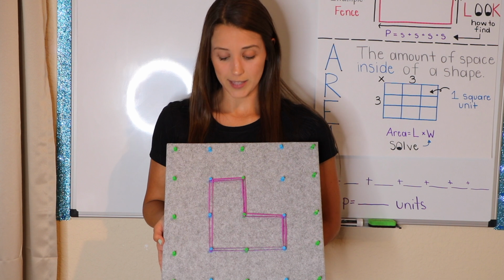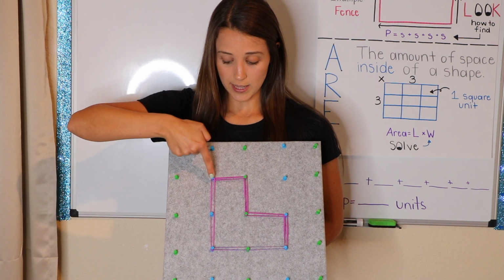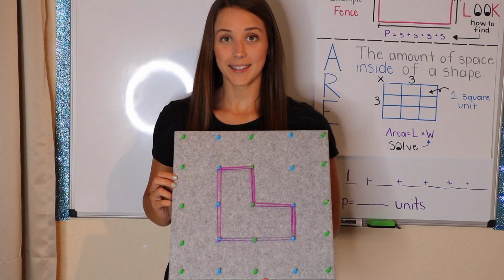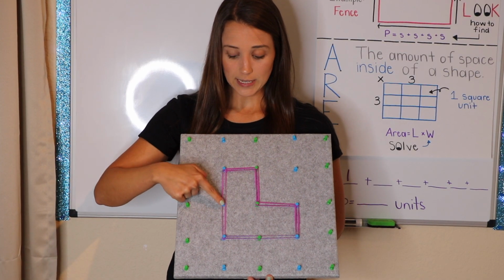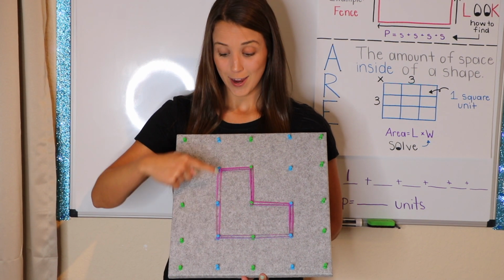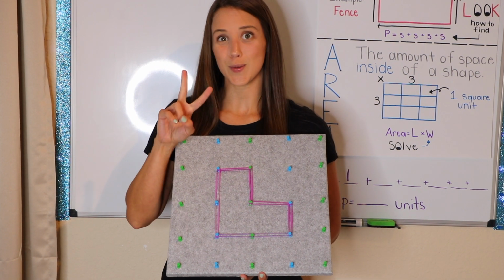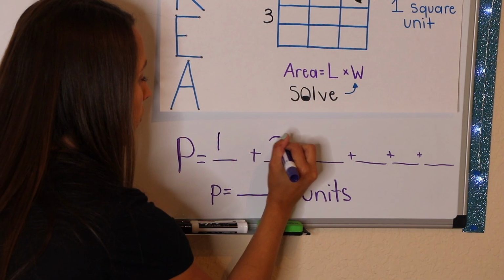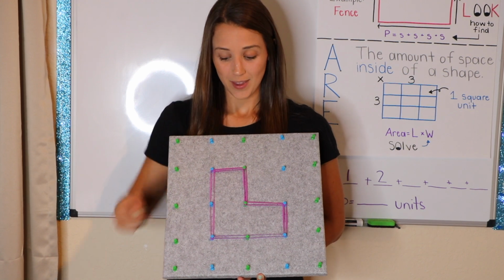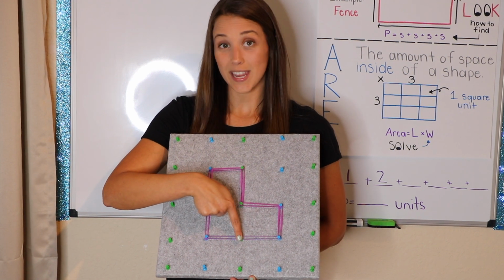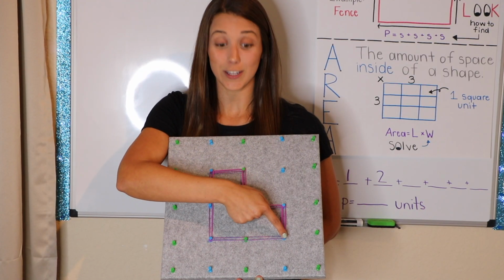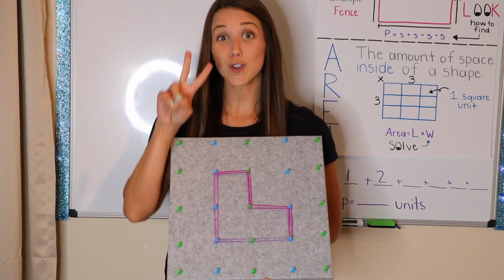Let's look at my first side. From this point to this point is 1 unit. Let's plug it in. Let's look at my second side. From this point to this point is 1, and from this point to this point is another 1, so this side is 2 units. You know what time it is. It's time to plug it into my equation. All right, let's look at my third side. From this point to this point is 1 unit, and from this point to this point is another unit. So my bottom is 2 units.